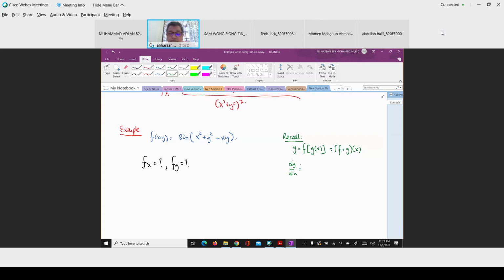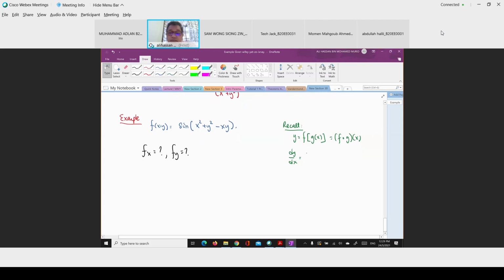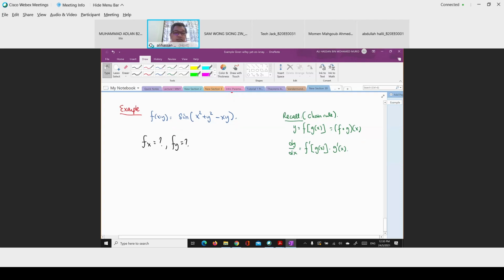We have the outer function and we have the inner function. f is the outer function, g is the inner function. So the rule is we differentiate the outer function first, then we differentiate the inner function. This is called the chain rule. So in this example for f(x), the function is sine and the inner function is x squared plus y squared minus xy.